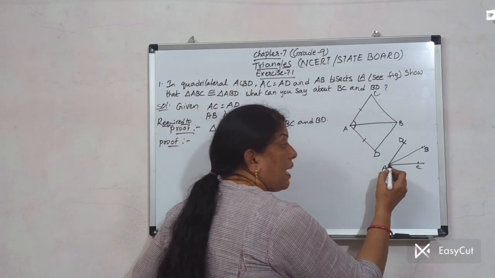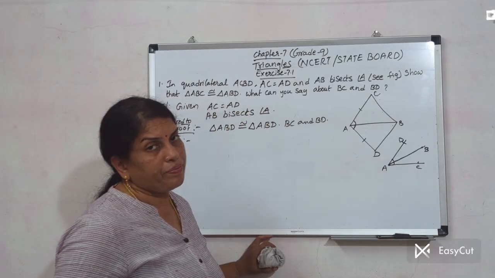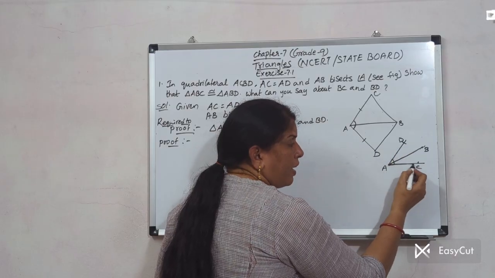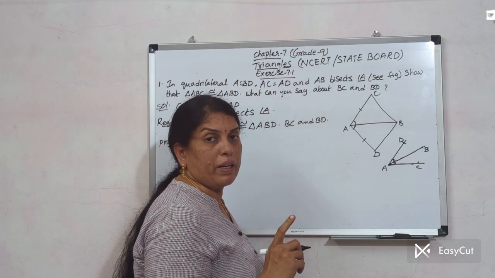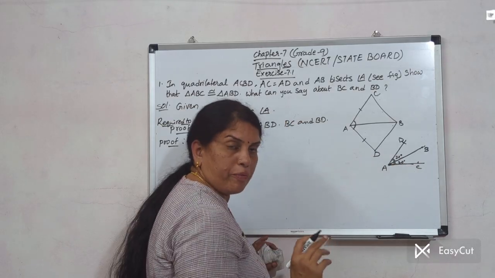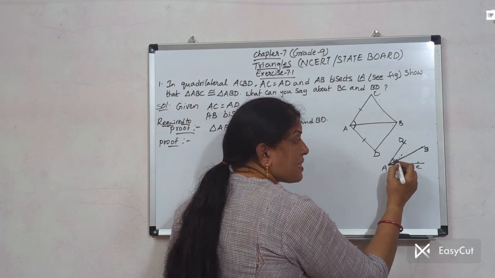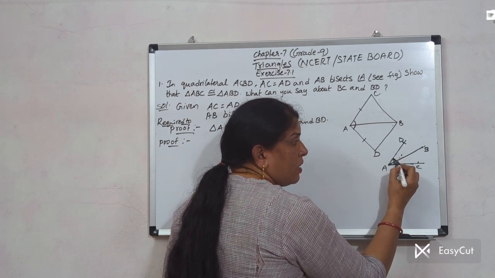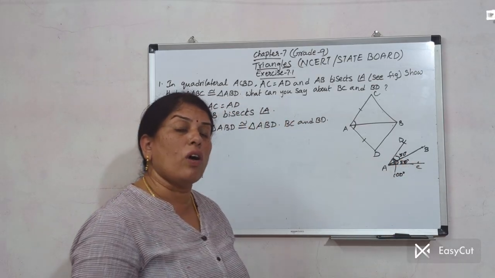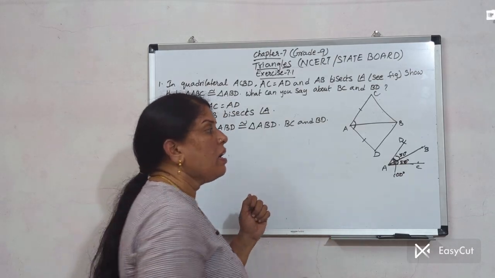Bisector means what? The line which divides the angle into two equal parts is called a bisector. AB is dividing this full angle into two equal parts. Remember, equal parts. For example, this is 20 degrees means here also 20 degrees will be there. Here 40 degrees means here also 40 degrees. Total angle is 100 degrees means this will be 50 degrees and this angle will be 50 degrees. That is called the bisector. A line which divides an angle into two equal parts is called a bisector.